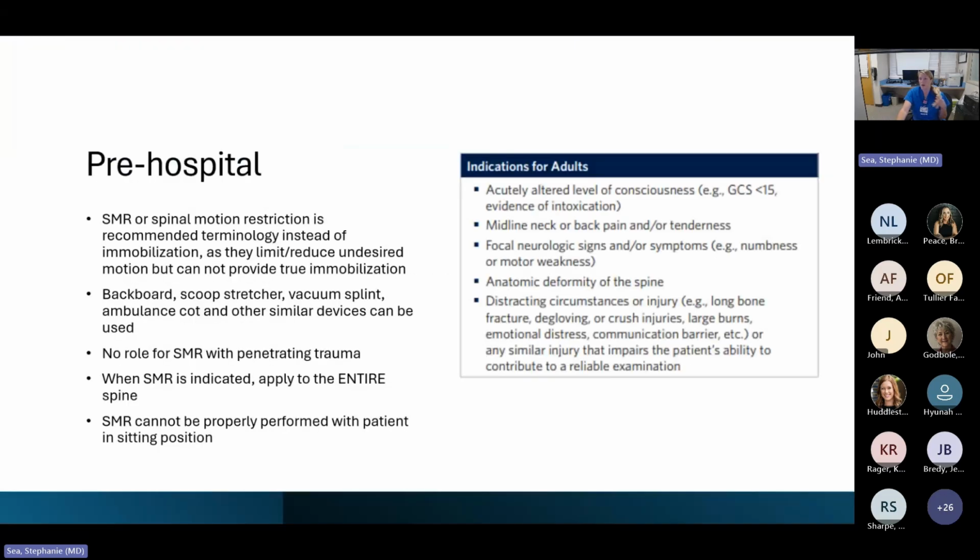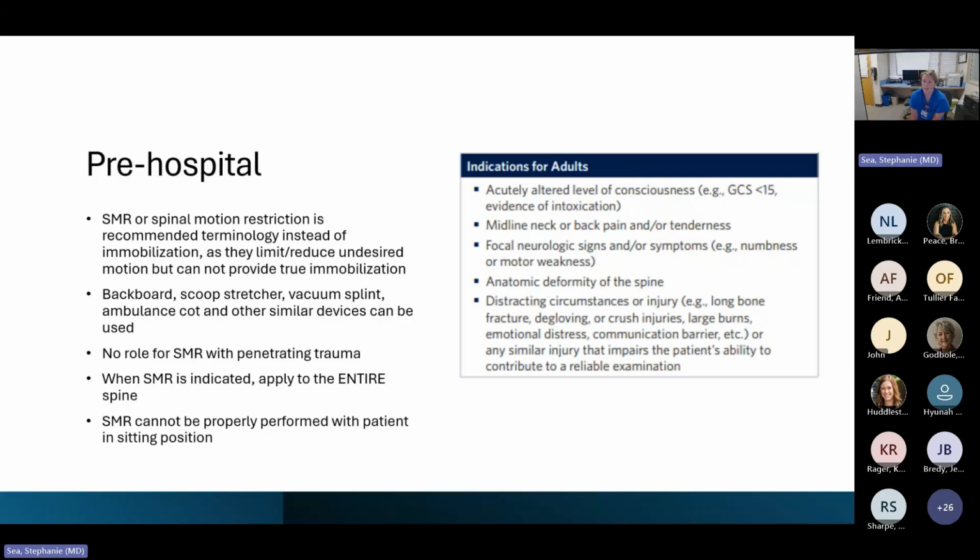Okay, let's get into pre-hospital. So remember that patient, our motorcyclist who struck the trees and went down on the ground. Let's talk about some pre-hospital situations, things that our EMS physicians are doing out in the field.